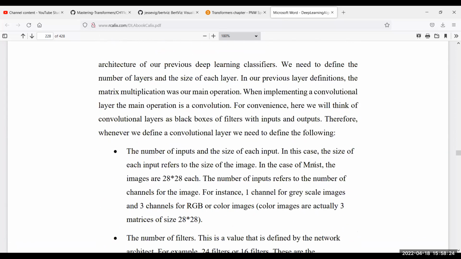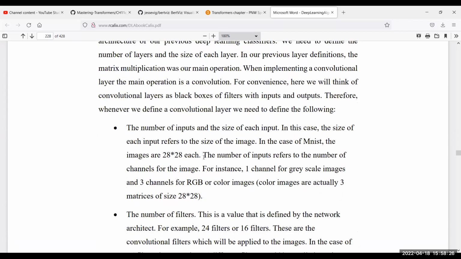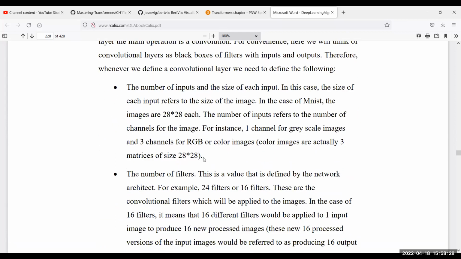So here we can see, now, things that need to be clear when you define a CNN are the number of inputs and the size of each input. So for instance, each input refers to the size of the image. In the case of MNIST, the images are 28 by 28 each.